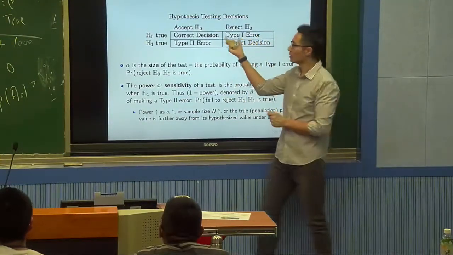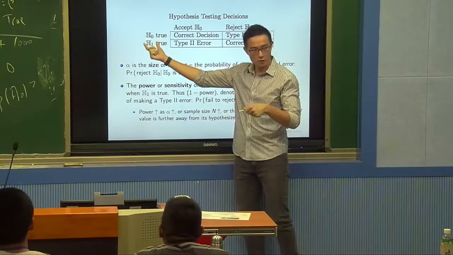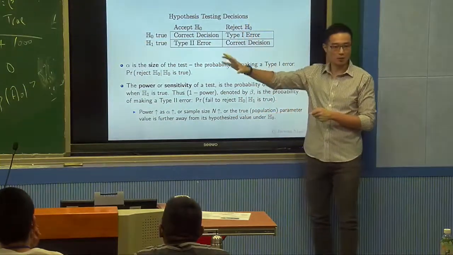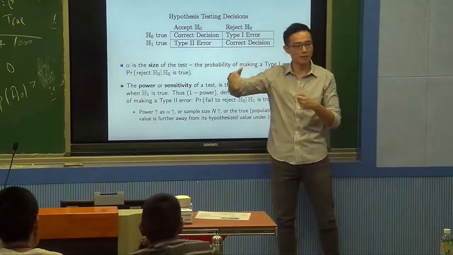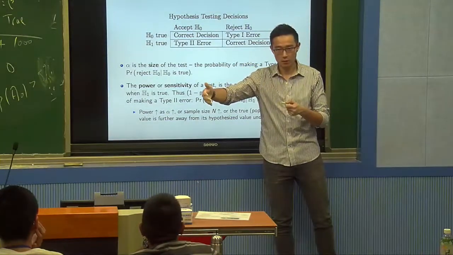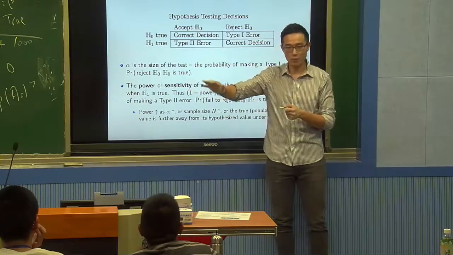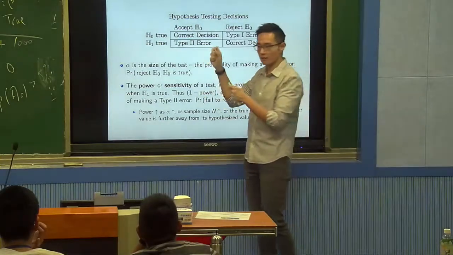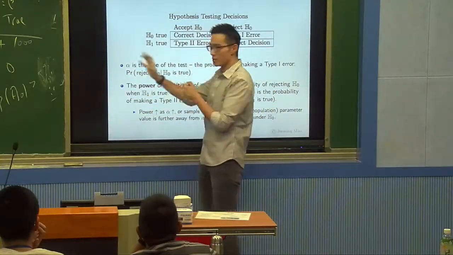We're worried about H0 actually being true, but we wrongly reject it. We wrongly declare H1 true. In this case, we want to accept H0 most of the time. Only under extreme situations do we reject it. So that's why we set our threshold really low. I believe you have all learned this before. I'm just linking this to decision theory.